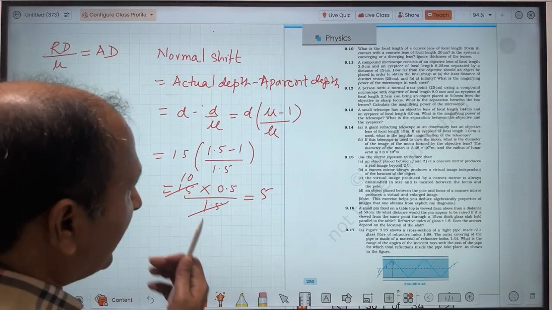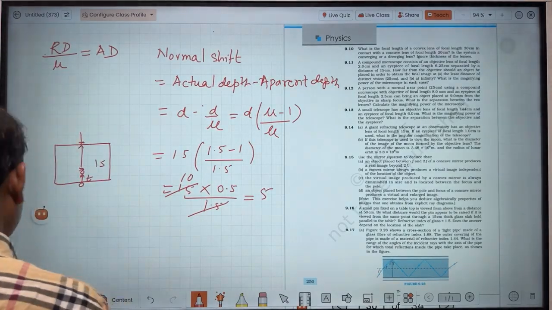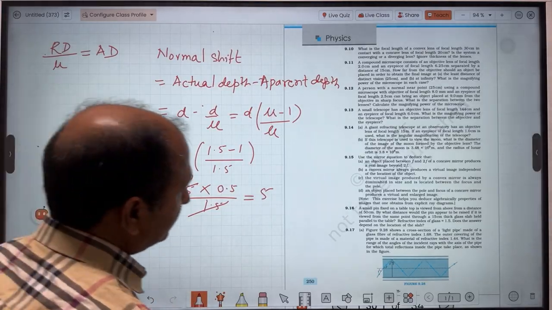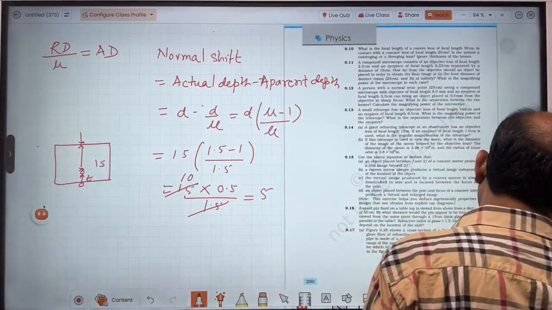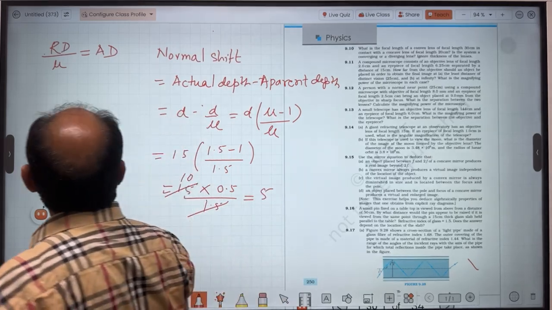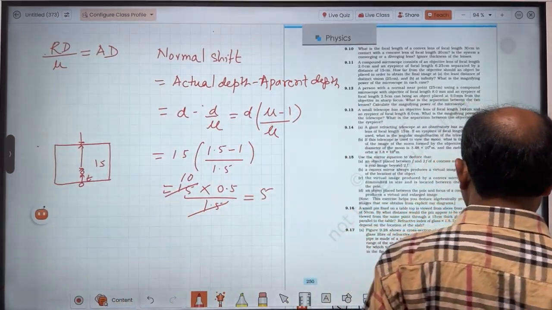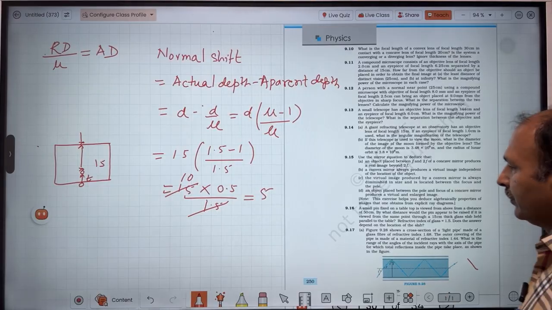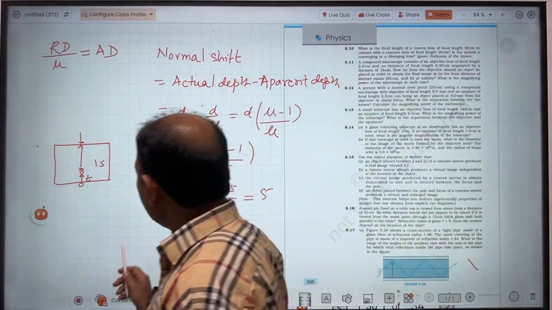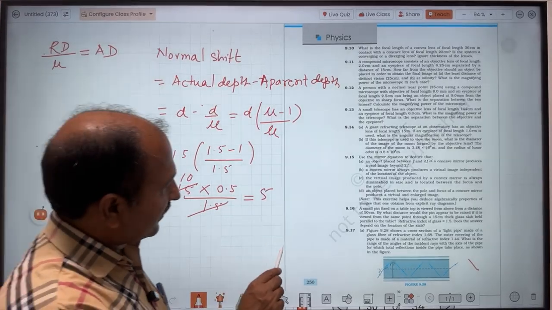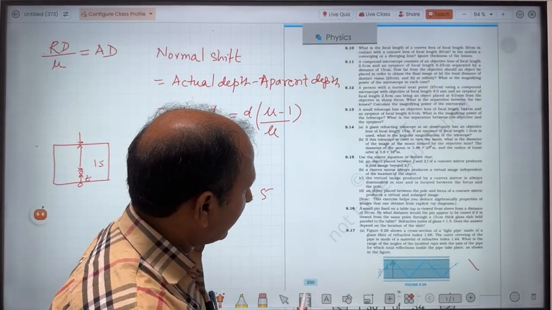Now, next question. I think it is enough for this lecture. We will continue with the next question in the next lecture. So I think till here you have understood fully.